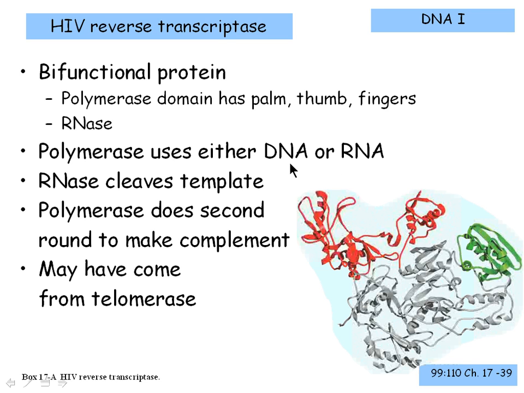So what it does is it can use either DNA or RNA as its template to make more DNA. Let's say it can use RNA as a template and produce DNA from that, so it'll make a DNA-RNA hybrid. What happens is then the RNase component comes in and cleaves the RNA template, resulting in single-stranded DNA. And after that, the polymerase, again, can come in and do a second round of synthesis to make a complement to that DNA, resulting in now double-stranded DNA. So we went from single-stranded RNA to double-stranded DNA, all with this one enzyme. And it's thought that this could have derived from telomerase.